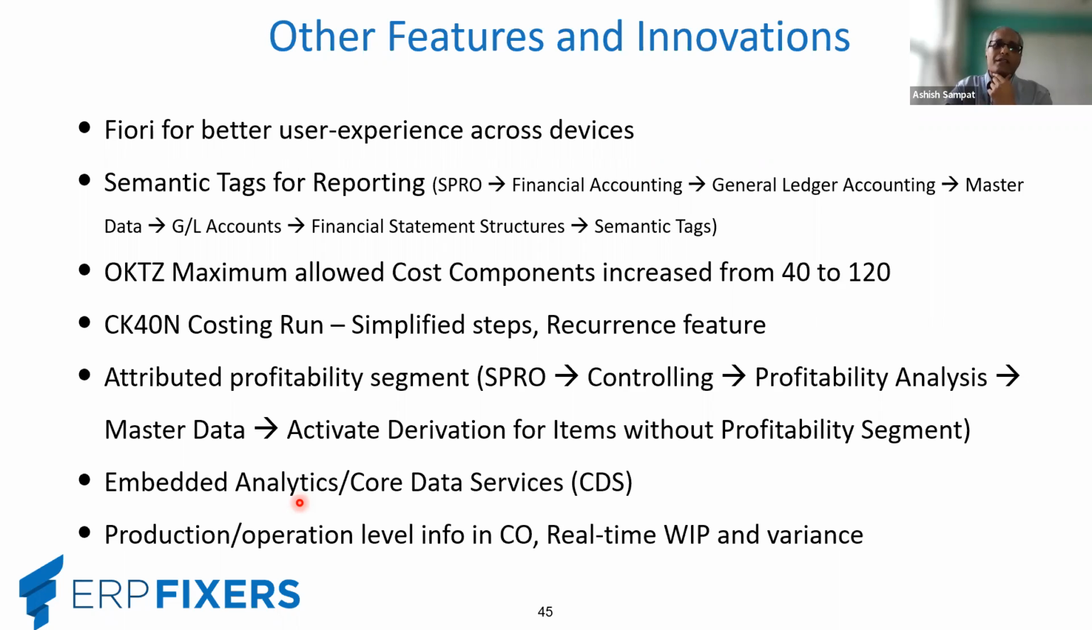The other feature that a lot of controlling and product costing practitioners may find useful is production and operation level info in CO. So in the past, if you remember, we used to stop at cost center level. It does not tell me what operation or the work center you're looking at in the financial tables. That is now available. Real-time WIP variance is also another feature that's available.